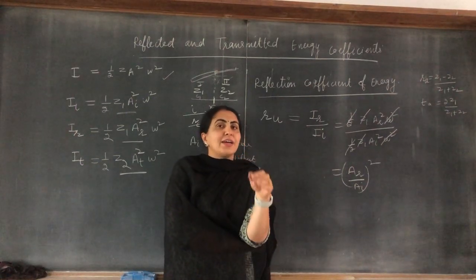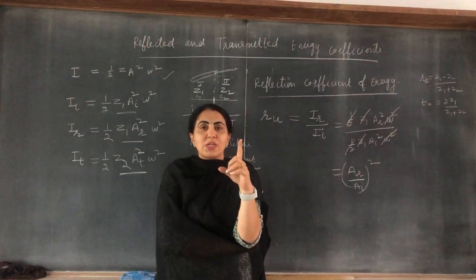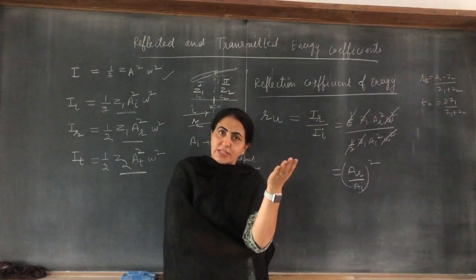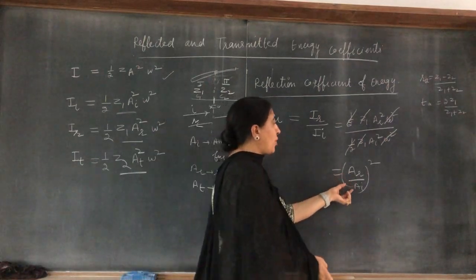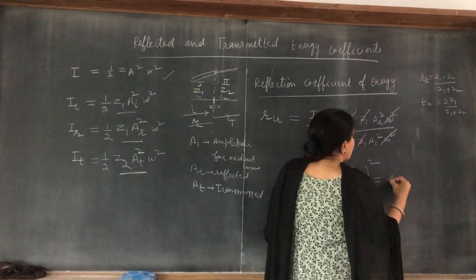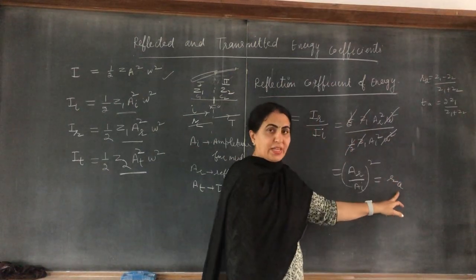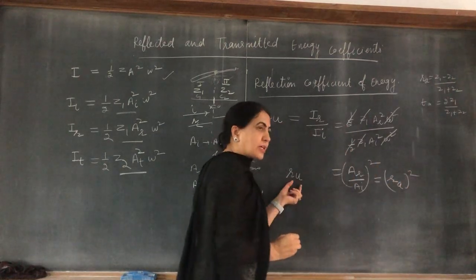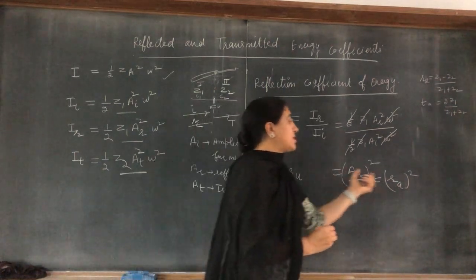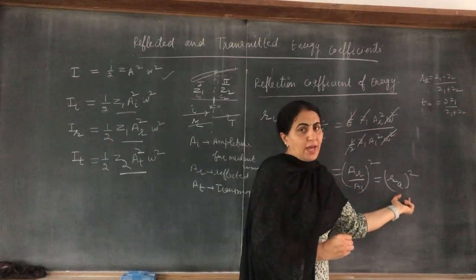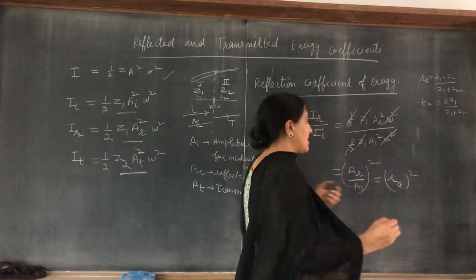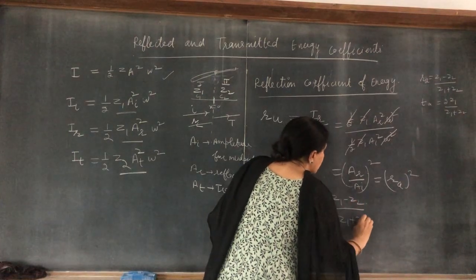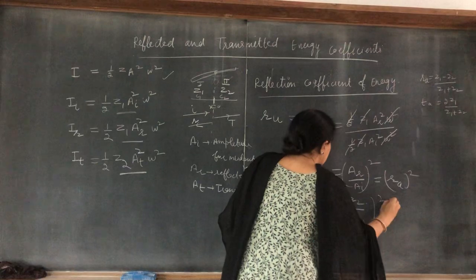That is the reflection coefficient for amplitude. We have done this in the previous lectures. So AR upon AI, and the symbolic representation for this we take RA. Clear? So what is RU equal to? This is the reflection coefficient for energy. This is the square of the reflection coefficient for amplitude, and the value for this is Z1 minus Z2 upon Z1 plus Z2, and its square.